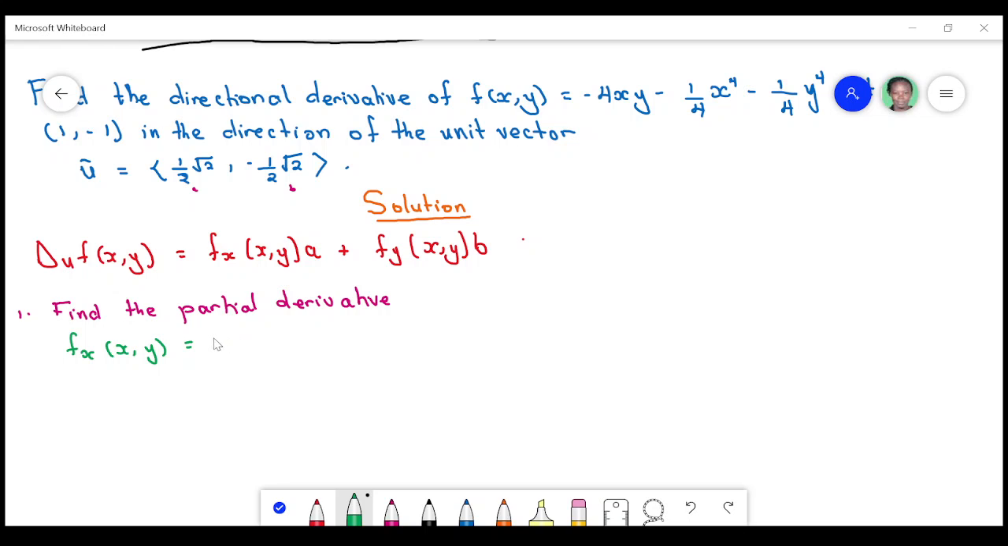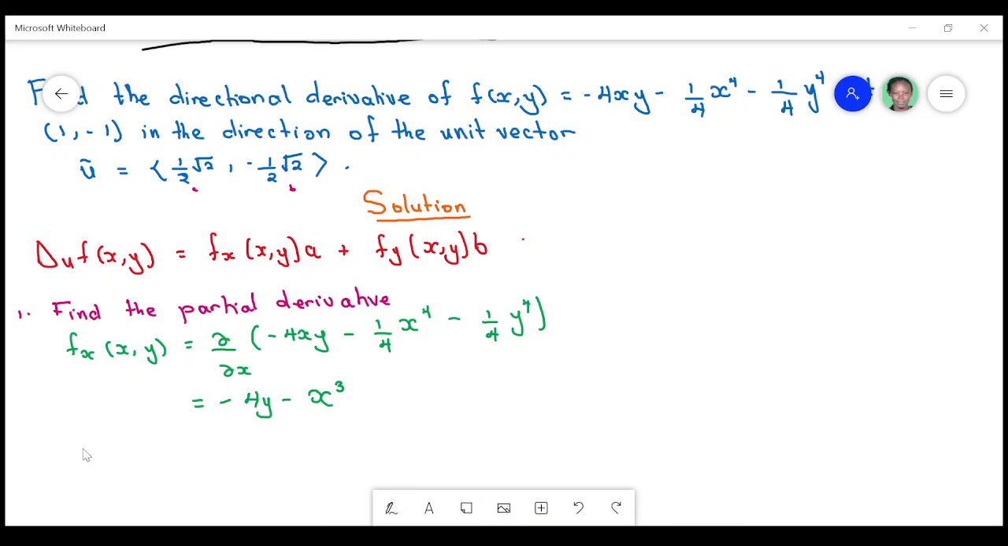y. The function is minus 4xy minus 1 divided by 4, x to the power 4 minus 1 divided by 4, y to the power 4. So differentiating with respect to x, this then gives us minus 4y, then this will give us minus x cubed. This part goes towards 0.